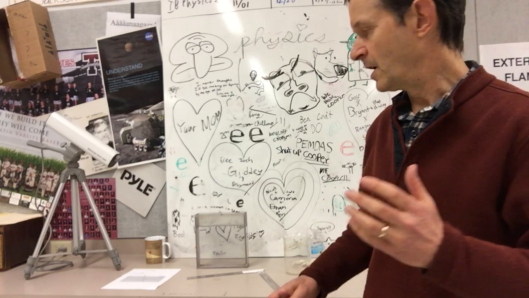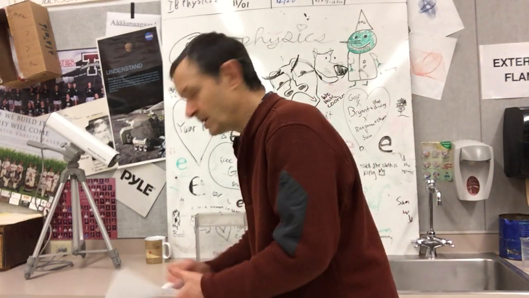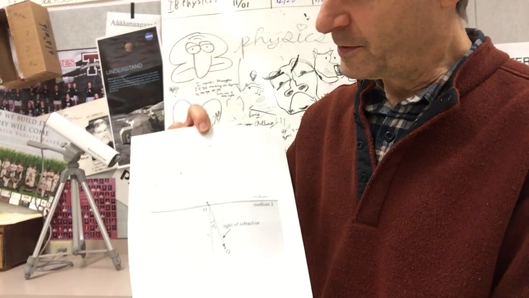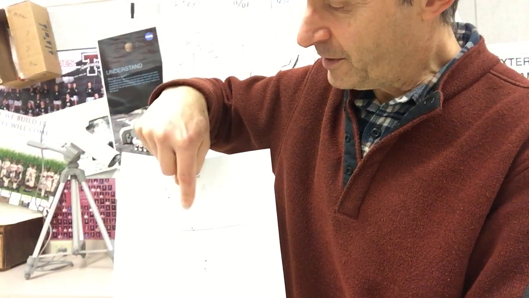This is a setup for index of refraction, right? Basically, what they're going to do is just make some measurements here. Use inverse tangent to figure out what the angle of incidence and angle of refraction is.